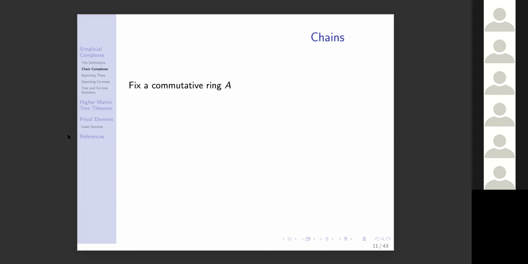So let's fix a commutative ring. Let's call it A in this talk. And in this talk, A is either going to be the real numbers or the integers and nothing else. So either the real numbers or the integers. A module over this ring is either a vector space or a Z module, which is an abelian group, right?